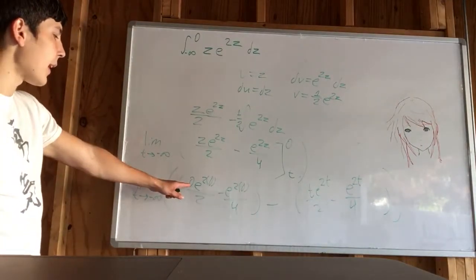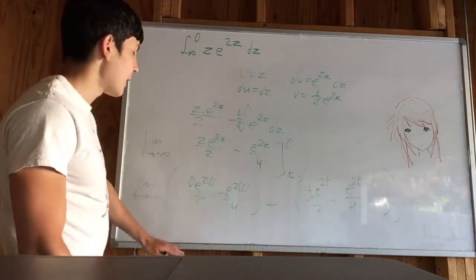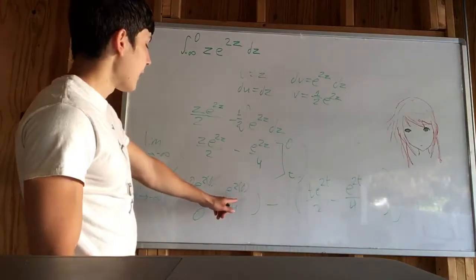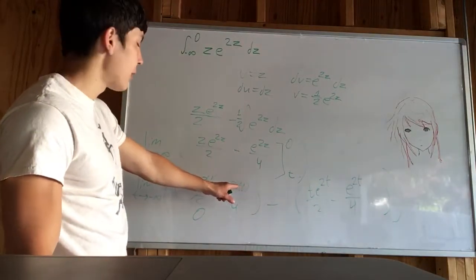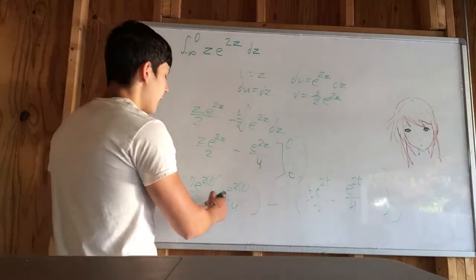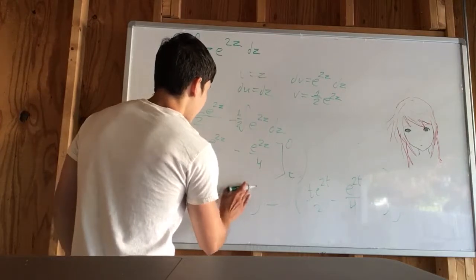So over here, what do we get? We get 0 times anything is 0. It doesn't even matter. This is just 0. This becomes 0. This, you have a power of 0. That means this is 1. So you're subtracting negative 1/4. This becomes negative 1/4.